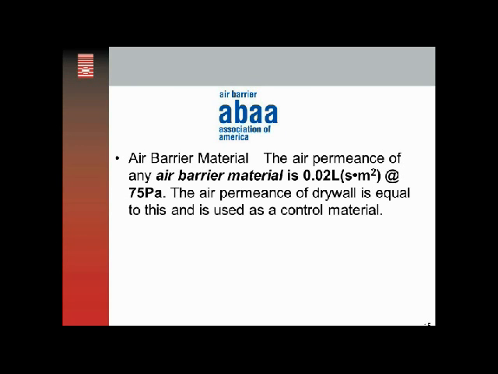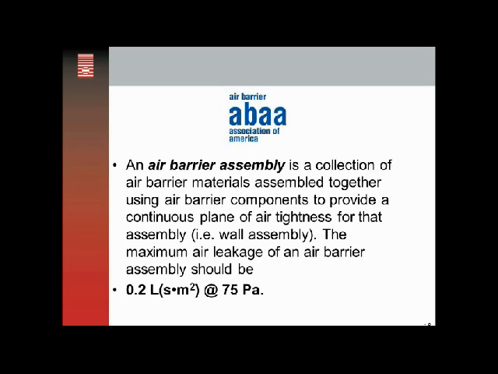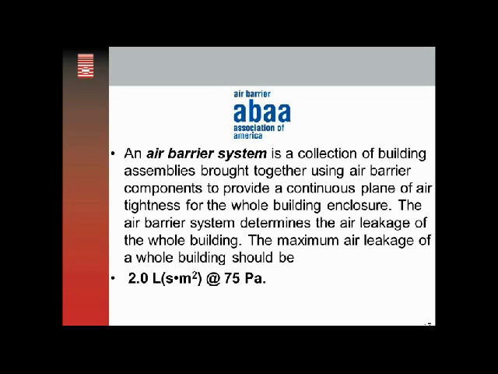If we move up from materials, we talk about air barrier assemblies. Air barrier assemblies are a collection of air barrier materials assembled together using air barrier components to provide a continuous plane of air tightness for that assembly. Maximum air leakage of an air barrier assembly should be 0.2 liters per second per square meter at 75 pascals. And finally, we talk about air barrier systems, which is a collection of building assemblies brought together using air barrier components to provide a continuous plane of air tightness for the whole building enclosure. The air barrier system determines the air leakage of the whole building. Maximum leakage of a whole building should be 2 liters per second per square meter at 75 pascals.